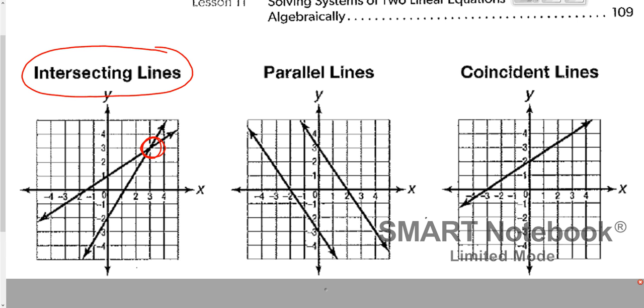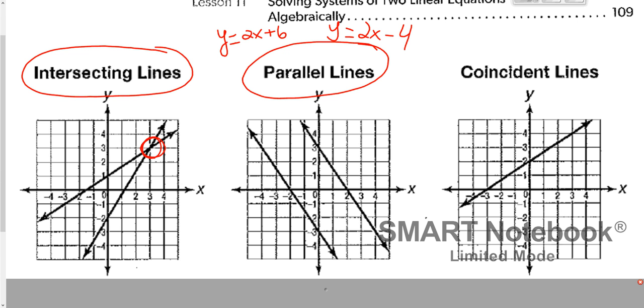Or you can graph the lines and they are parallel, like here in the middle. Are there any solutions now? Do they have any points in common? No. These lines are never going to touch. So when you have parallel lines, there are no solutions. And sometimes you can tell the lines are parallel just by looking at their equation. So y equals 2x plus 6, y equals 2x minus 4. I wouldn't even have to graph these. Because they have the same slope, I know they're parallel, and therefore I know there's going to be no solution.